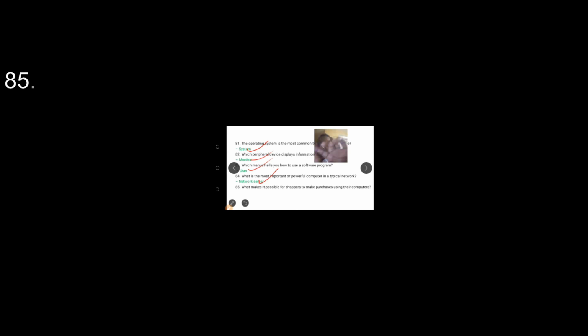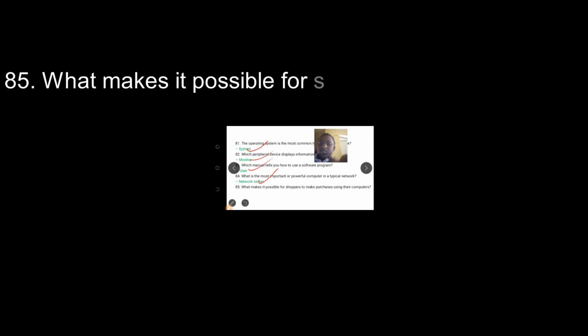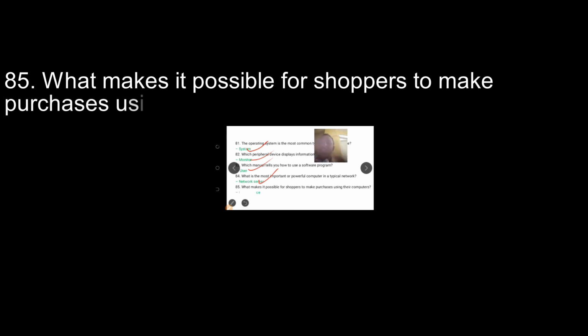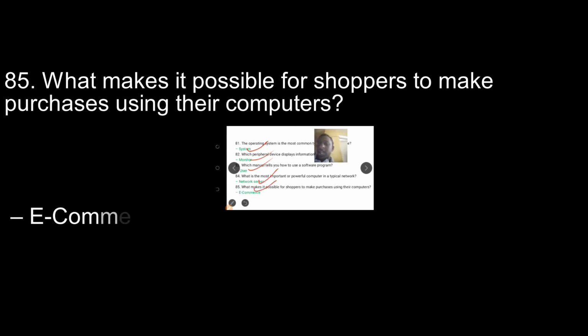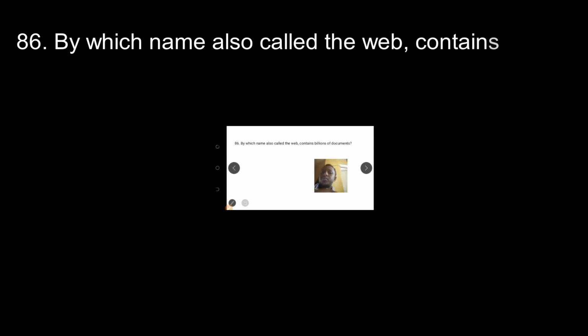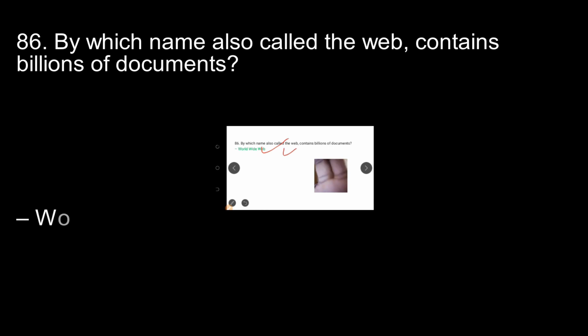What makes it possible for shoppers to make purchases using their computer? E-commerce. The next one: by which name, also called the web, contains billions of documents? It is the World Wide Web, www.